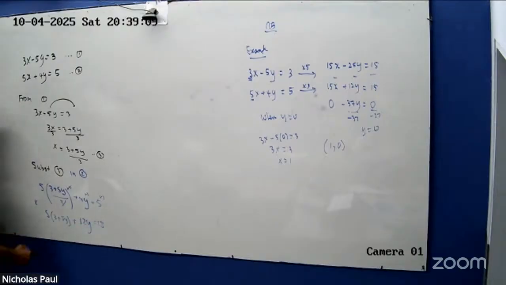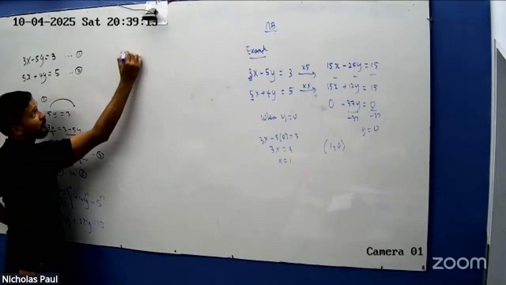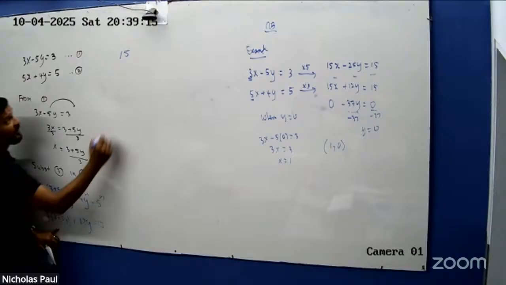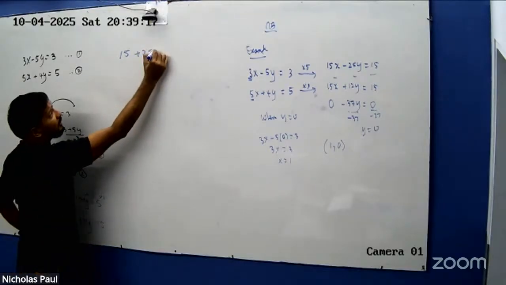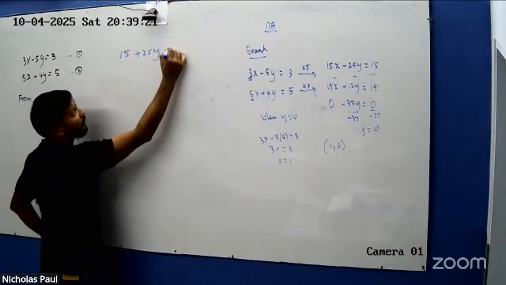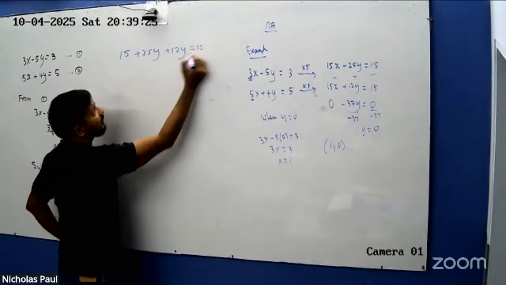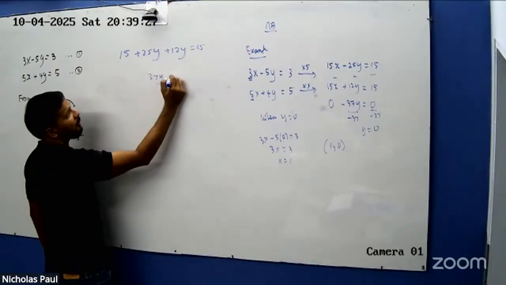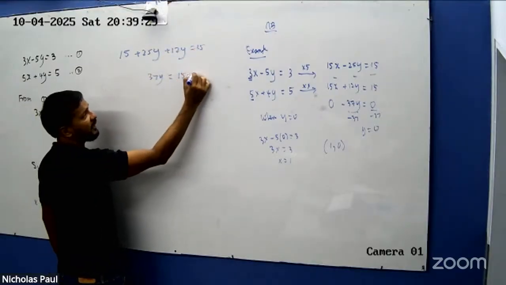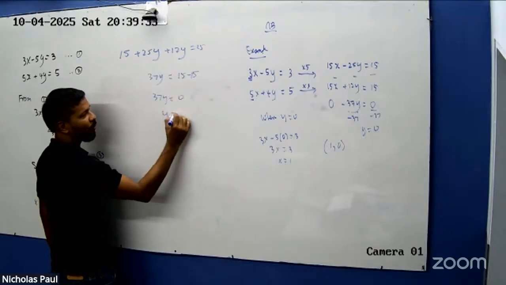Now we can deal with the problem there. You don't like the 5 there, so we can multiply everything by 5. That's 15 plus 25y plus 12y is 15. Add these two, you'll get 37y. Move across the 15, you'll get negative 15. 37y is 0, so y is 0.